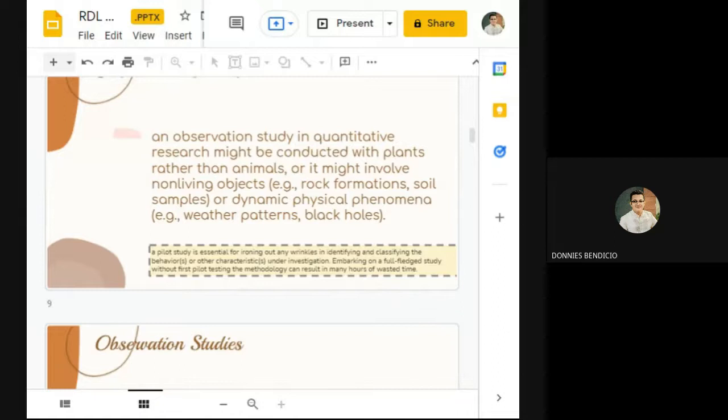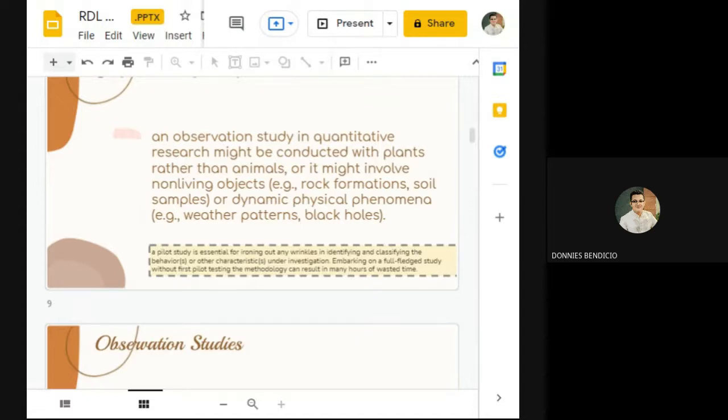An observation study in quantitative research might be conducted with organisms such as plants rather than animals, or might involve non-living objects such as rock formations, soil samples, or dynamic physical phenomena such as weather patterns, and some black holes or some astronomical occurrences.